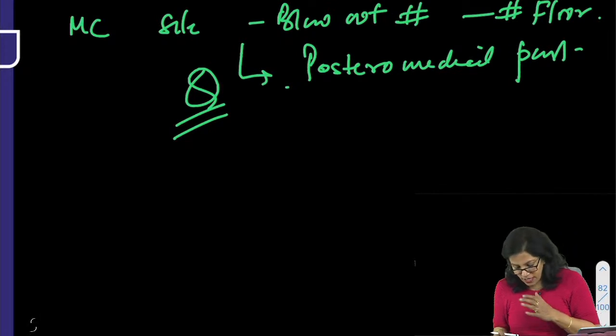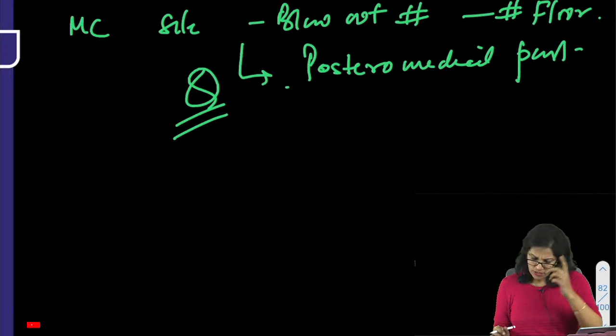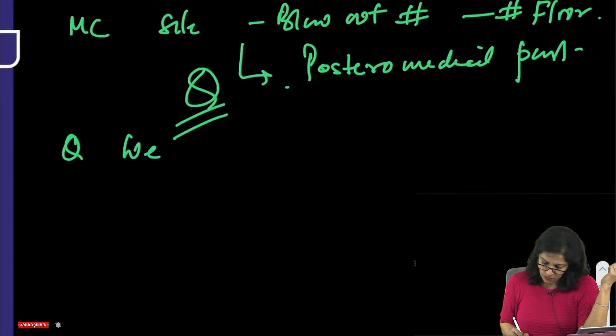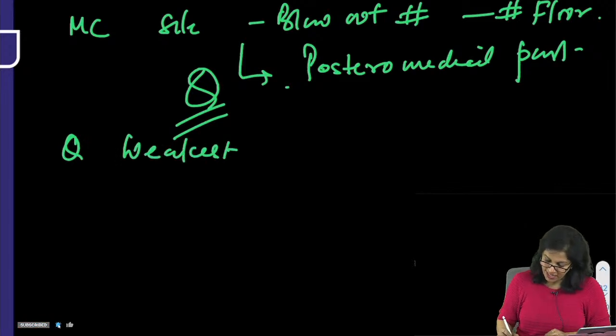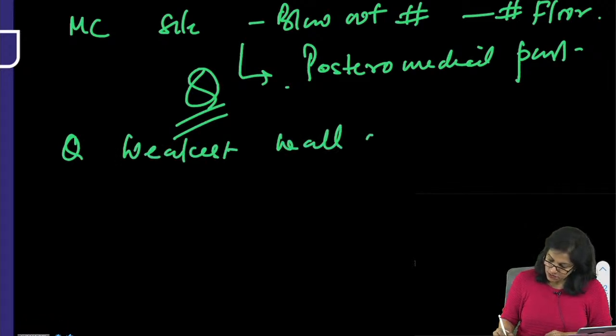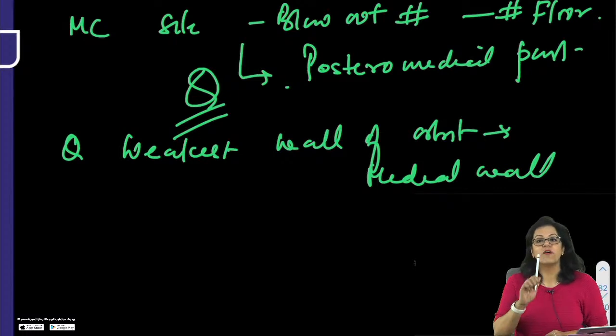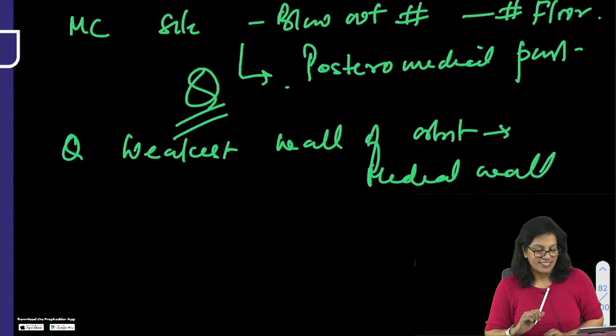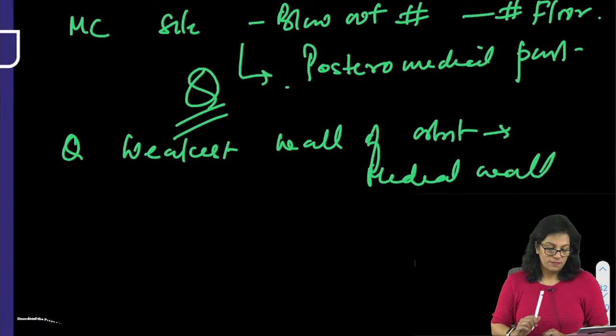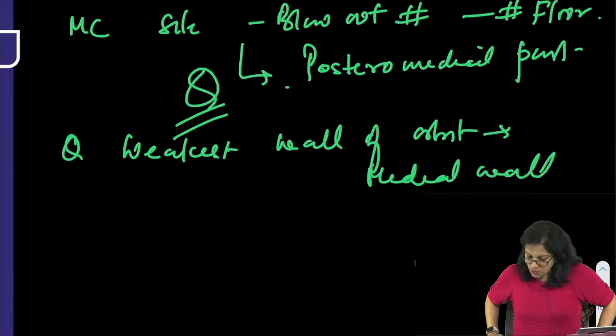Okay? Is there any other question related to this? Can you answer me this? Which is the weakest wall of the orbit? Again, this is sometimes wrongly answered. If they ask you weakest wall of orbit, you will not say blowout fracture, you will say medial wall. Why medial wall? Because of the cribriform plate of ethmoid sinus. That is why we say the weakest wall is always medial.